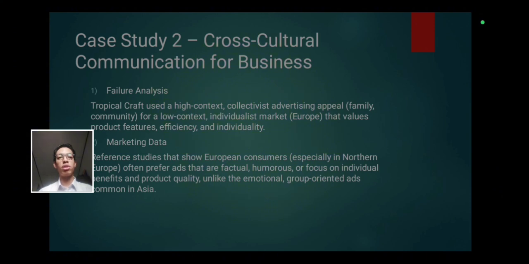Case study 2. Cross-cultural communication for business. First is failure analysis. Tropical Craft used a high context collectivist advertising appeal for a low context individualist market that values product features, efficiency, and individuality. Marketing data. Reference studies show Europeans often prefer ads that are factual, humorous, or focused on individual benefits and product quality, unlike the emotional, group-oriented ads common in Asia.